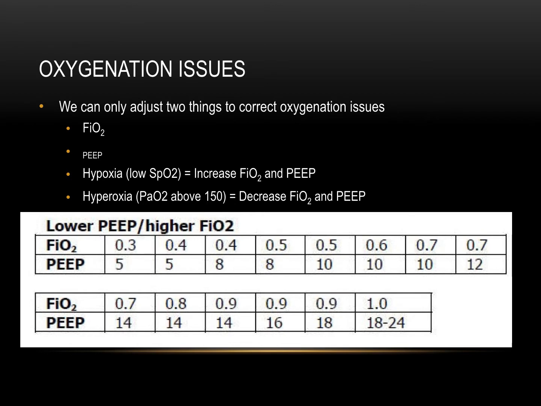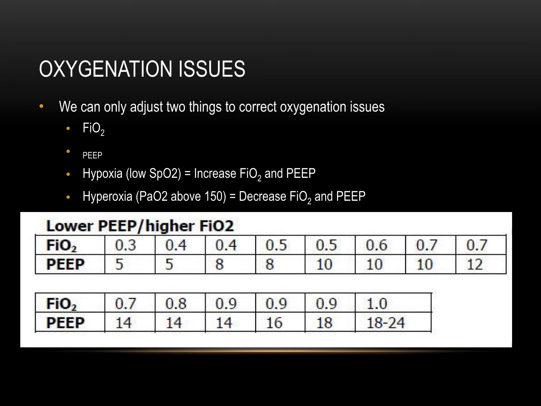What about oxygenation issues? Well, we have two things we can check. Check our FiO2. If we're at 60, move them to 100. If you're already at 100, then now we're looking at PEEP. So we're going to adjust the PEEP higher to increase our oxygenation.